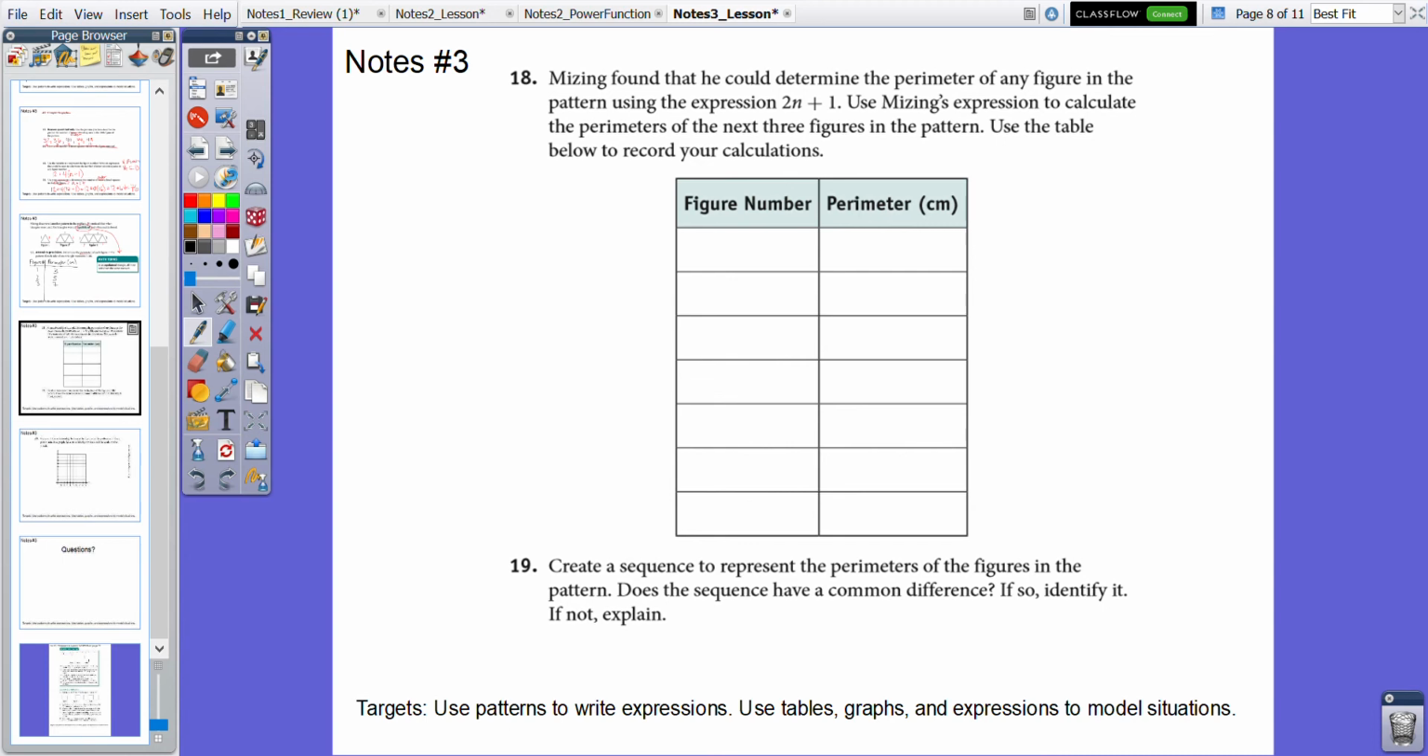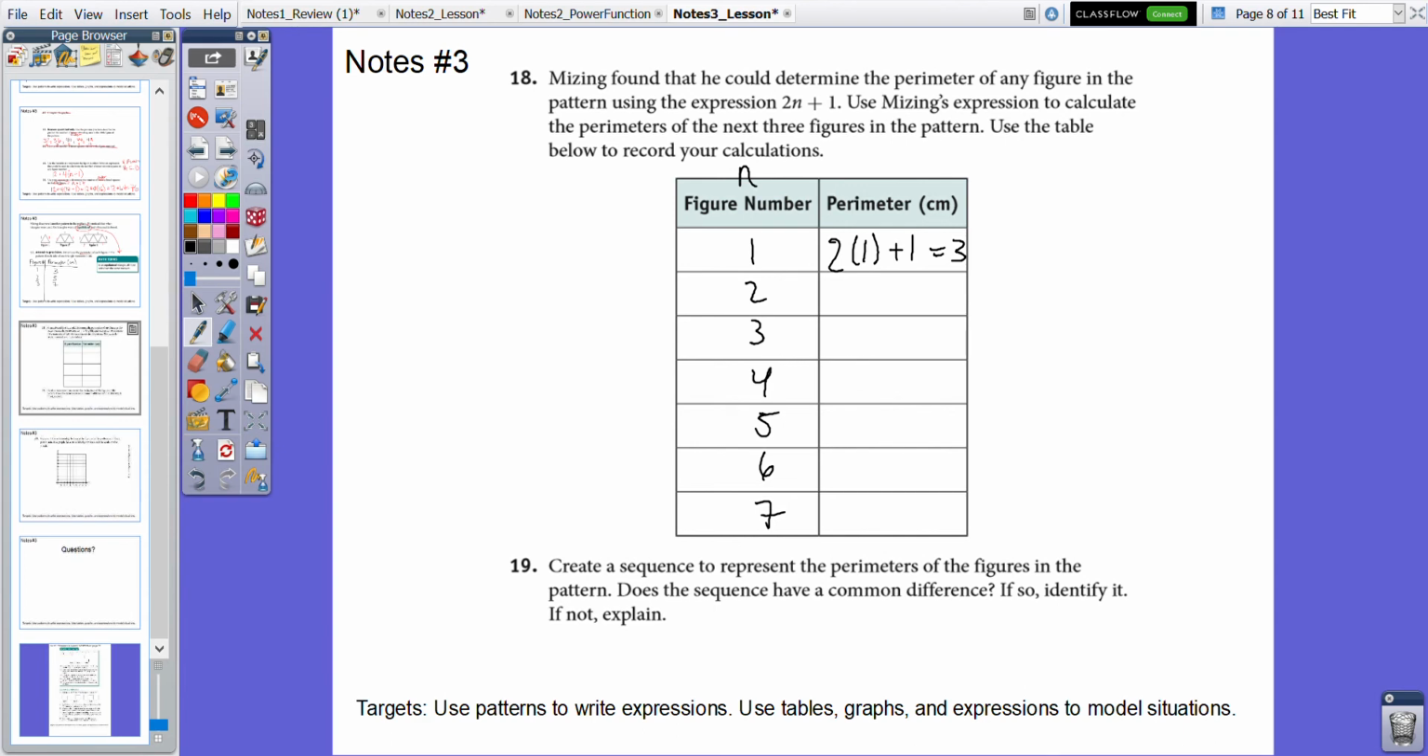So once again, figure number, we know 1, 2, 3, 4, 5, 6, and 7. Now, to see if Meising is correct, we're going to use the expression he came up with, which is 2n plus 1. So in this case, we're going to treat this as if it's n. So 2 times 1 plus 1. Does that give me what I had on the other side, that we had a perimeter of 3? Well, 2 times 1 is 2, plus 1 gives me 3. So he's good so far.